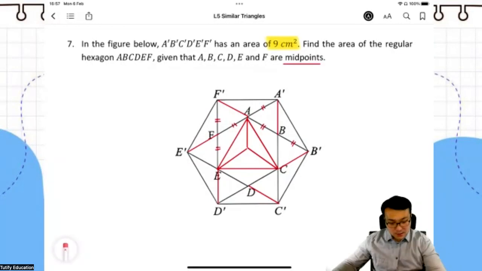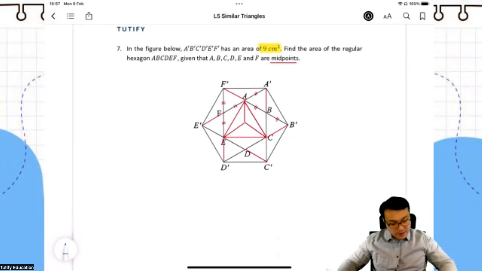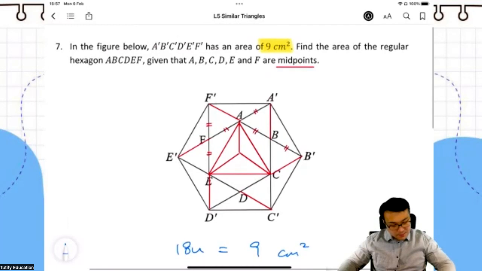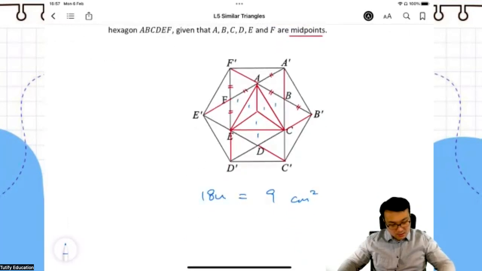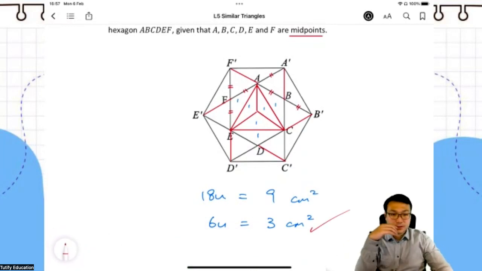Okay, students, take a look. There are 18 triangles here, right? All of them having the same area. So why not I just say that there's 18 units? And the total area is 9, right? So 18 units is 9. How many units is A, B, C, D, E, F? 1, 2, 3, 4, 5, 6. There you go.